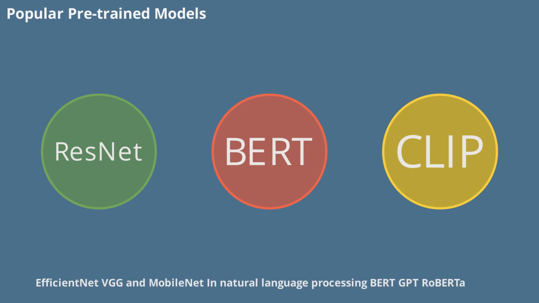In natural language processing, BERT, GPT, RoBERTa, and DistilBERT are widely used. For multimodal tasks, models like CLIP, DALL-E, and Vision Transformers are leading the way. These models provide a strong foundation for transfer learning across a variety of applications.